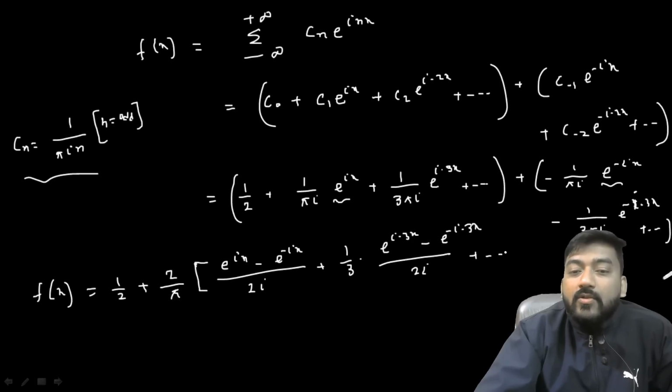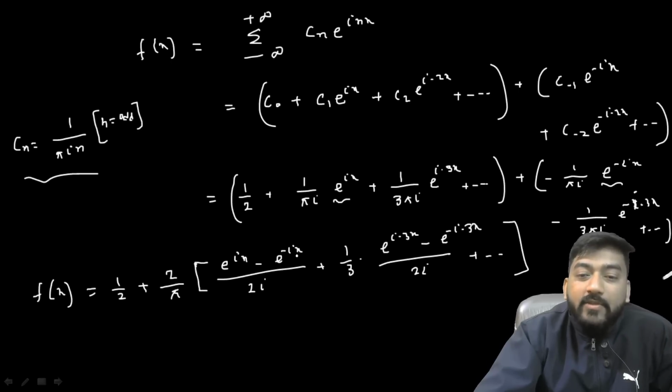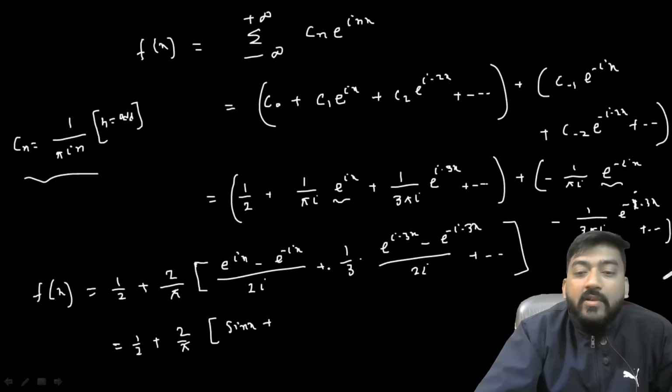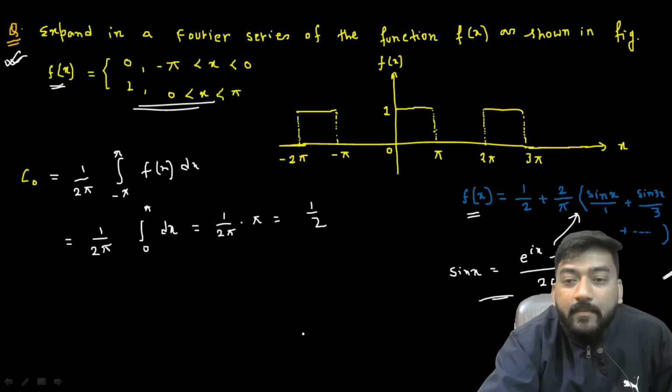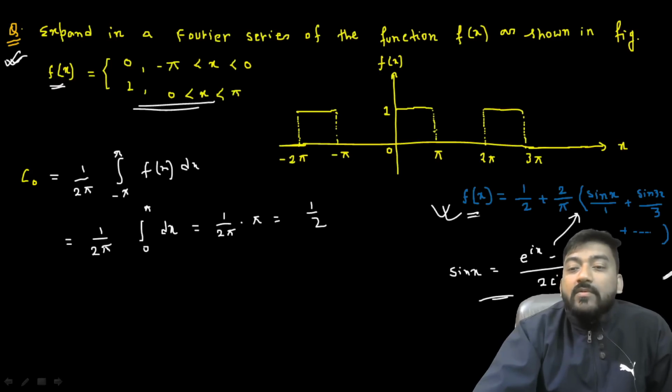Plus dot dot. So you will get this, and you know e to the power ix minus e to the power minus ix over 2i is sin x. So you will get half plus 2 by pi into sin x, plus 1 by 3 into, this is nothing but sin 3x, plus dot dot. So we have got this. See, this was our series: half plus 2 by pi times sin x plus sin 3x by 3.